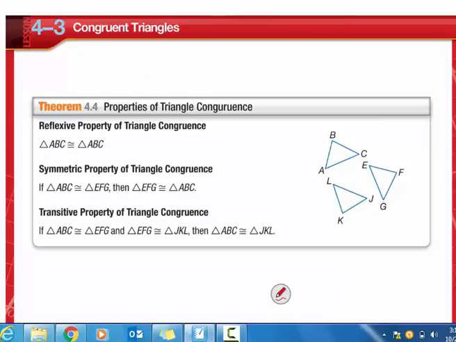The last thing is just properties of congruence. We're going to talk about reflexive, symmetric, and transitive. The reflexive property of triangle congruence just says that triangle ABC is congruent to triangle ABC. The symmetric property says that if triangle ABC is congruent to triangle EFG, then you can reverse the order: triangle EFG is congruent to triangle ABC. And then the transitive property of congruence: if triangle ABC is congruent to triangle EFG and triangle EFG is congruent to triangle JKL, then triangle ABC is congruent to triangle JKL. And that is it.